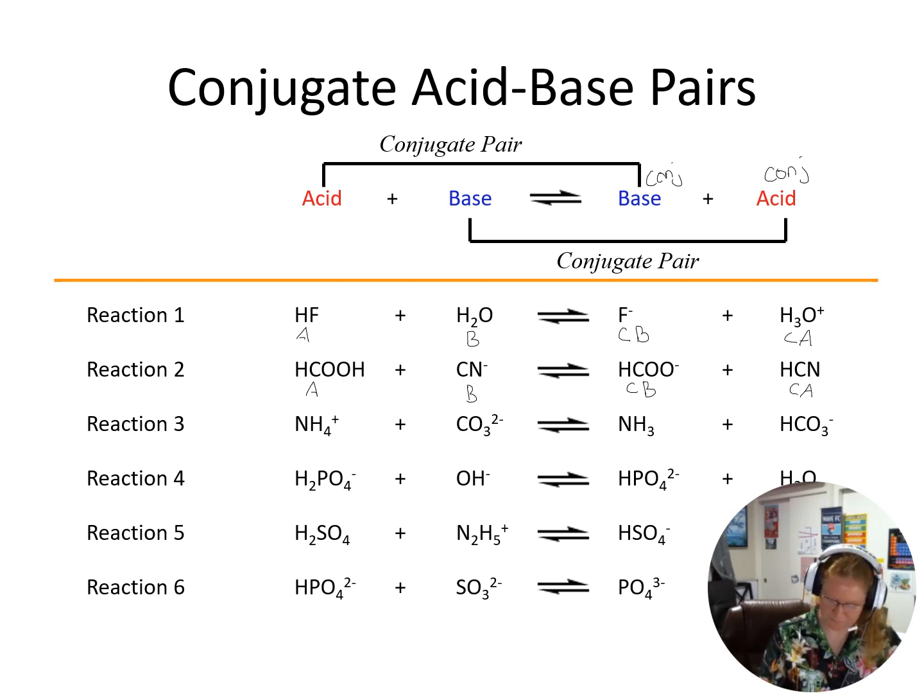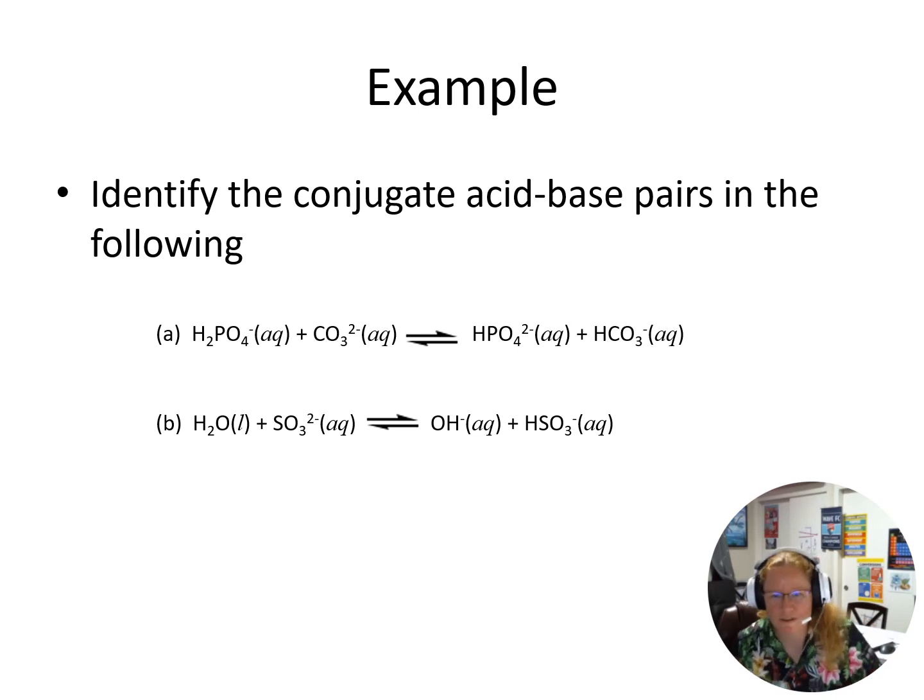Okay? So here's two for you to look at. I want you to pause and see if you can recognize which species on the reactant side had one more proton and then its corresponding species on the product side that had one less proton. And then which species on the reactant side had one less proton corresponding to a species on the product side that had one more proton. Okay, so pause and see if you can identify these.